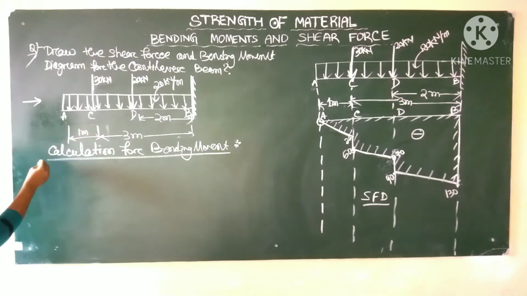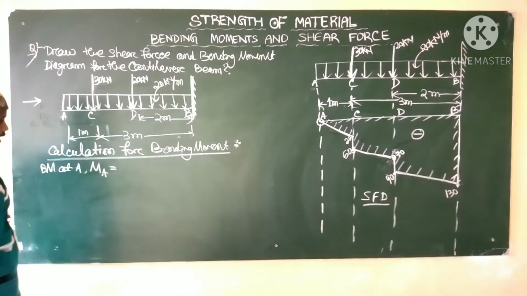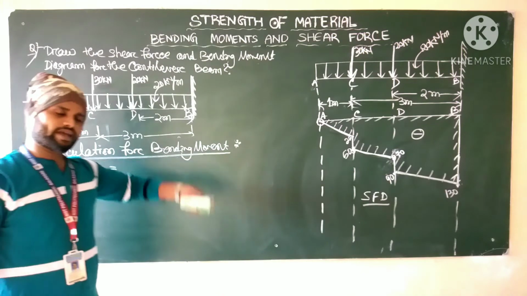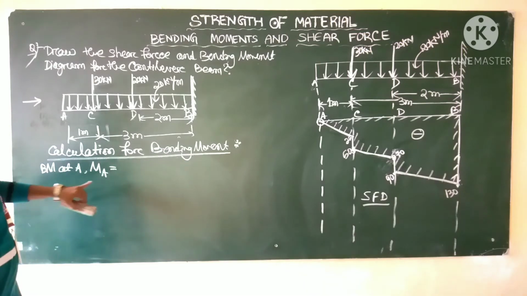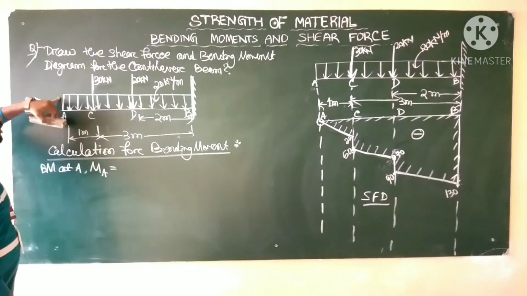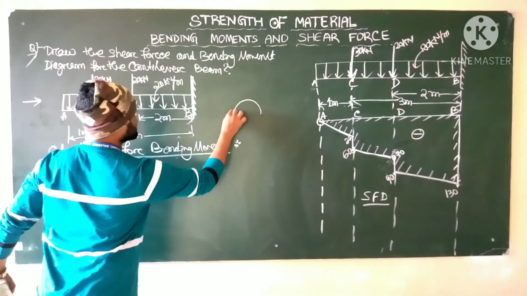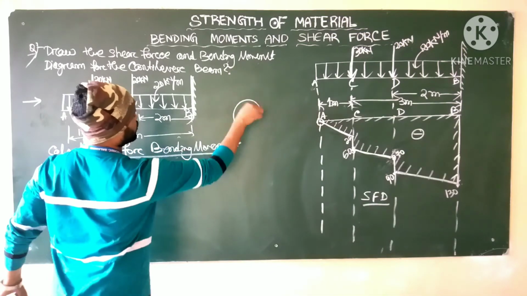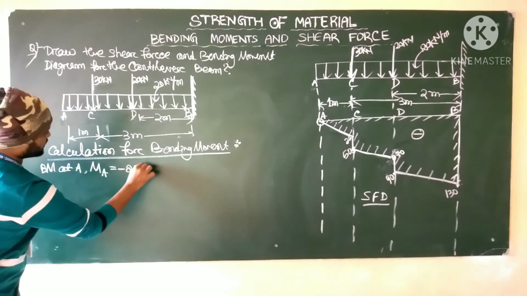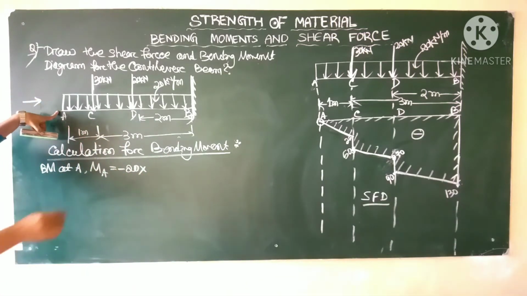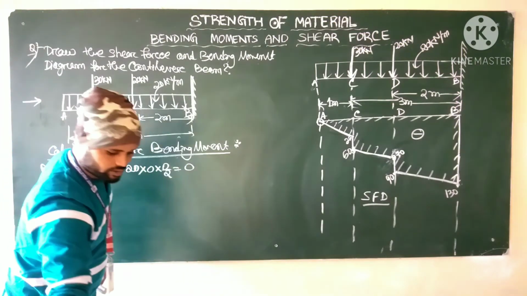So at point A, what is the bending moment? Bending moment at A, we can say M_A equal to. As you know, the bending moment formula is minus load into distance by 2. At point A, it is the starting point of the UDL. Due to the UDL, the beam bends like this, which means negative, or hogging moment. So minus load is 20 into distance. And it is the starting point, so the distance is 0. 0 into 0 by 2 equals 0.